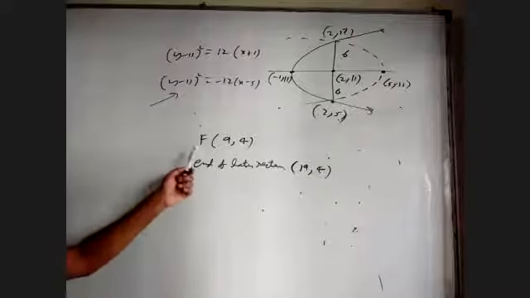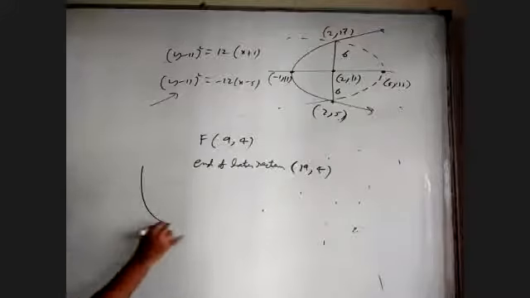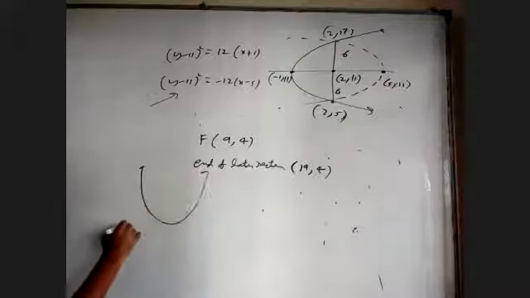This is focus, not vertex. You have to find the vertex. Draw the figure, mark it. Sir, another equation is x minus 14 whole square equal to 20 into y minus 2. Is it 20 or minus 20? Minus 20. Yeah. So we have an upward parabola and a downward parabola.